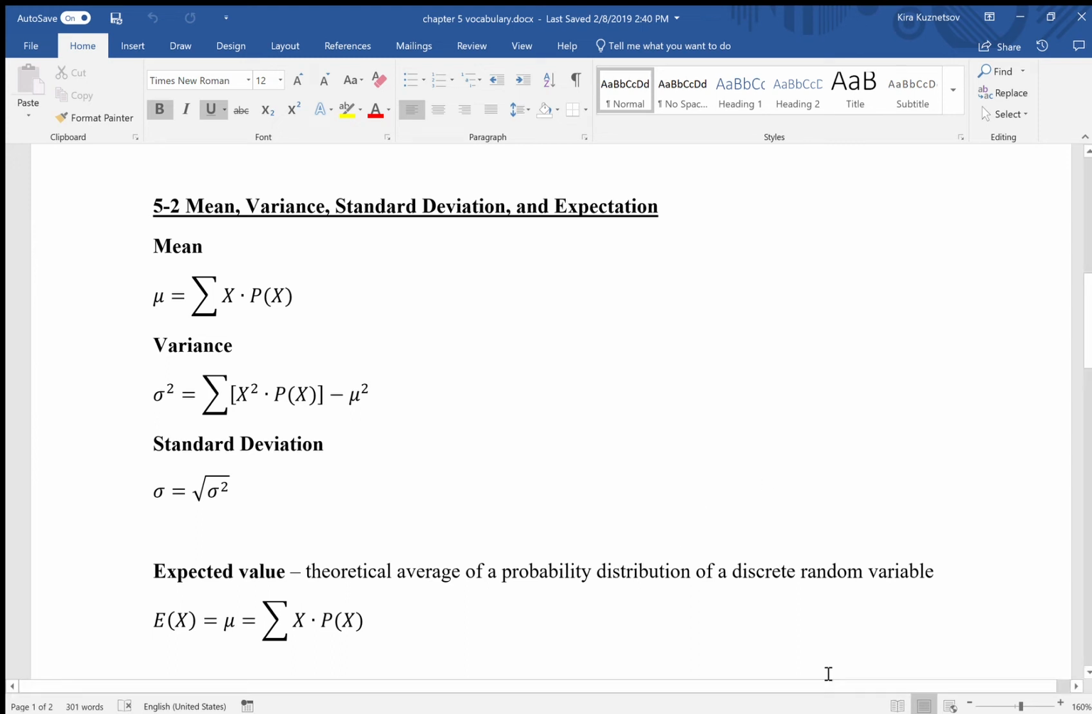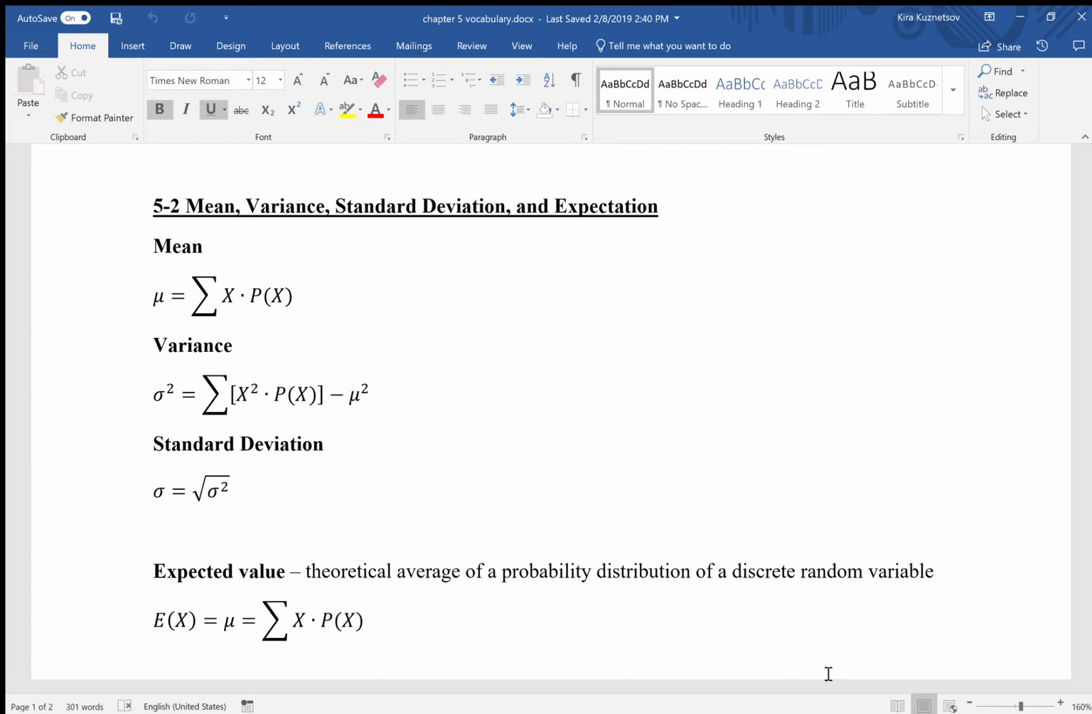This is a lecture on 5-2: mean, variance, standard deviation, and expectation. In 5-2, we will continue discussion about discrete probability distributions. What we can do is find the mean and the standard deviation of the distribution. If you can represent it as a histogram, what you're looking for is the measure of central tendency, the mean, and the measure of the spread, which is the standard deviation.